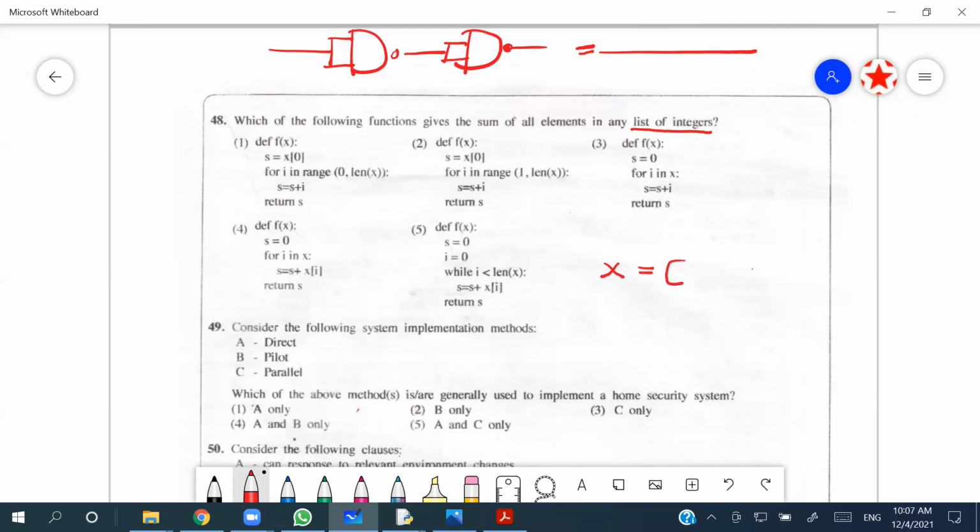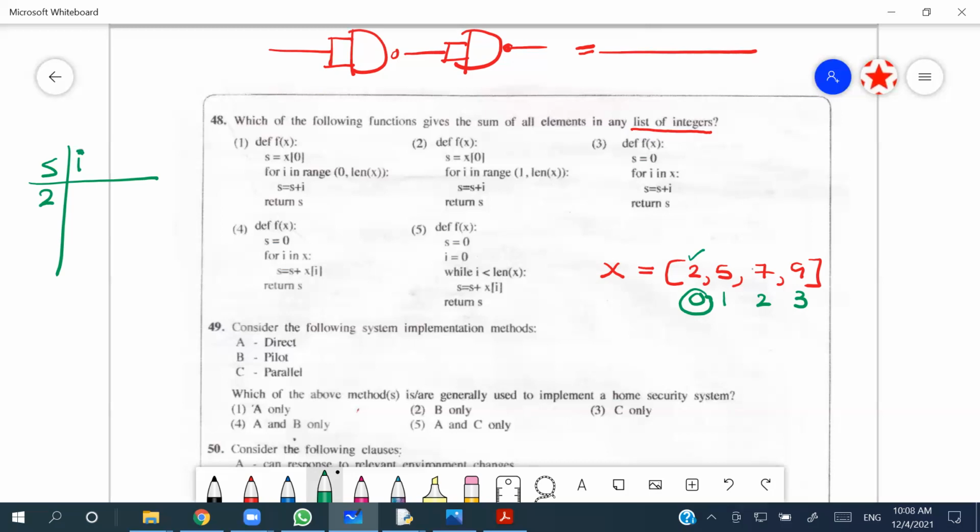Let's say X is going to be some particular list. We'll take some random values. Right. So these things may have indexes 0, 1, 2, and 3. In the first answer, it says S equal X0. So if we hand trace the first answer, S equal X0 means 2. X0 means the zeroth element of X, that means 2. Then it says for I in range 0 to len X. So that means I is going to change from 0 to len X. So len X means what?